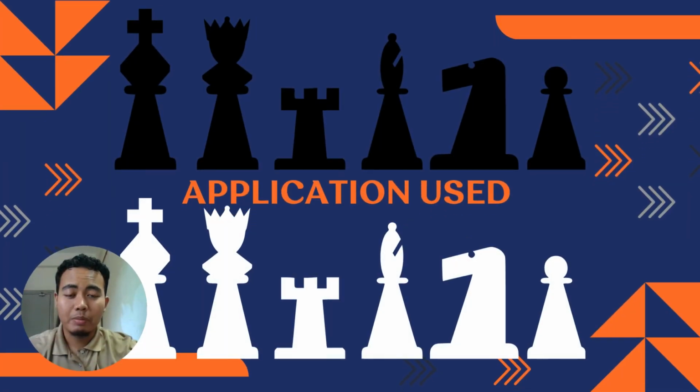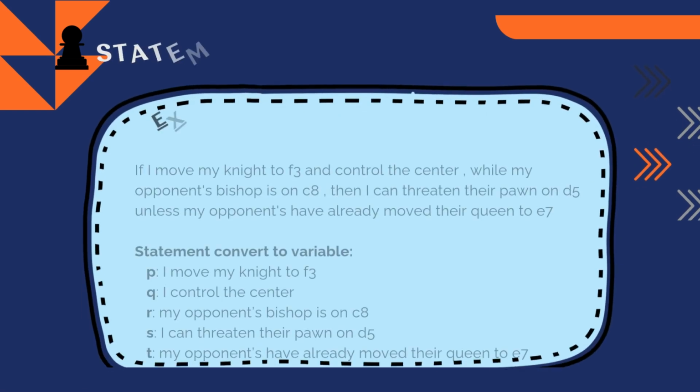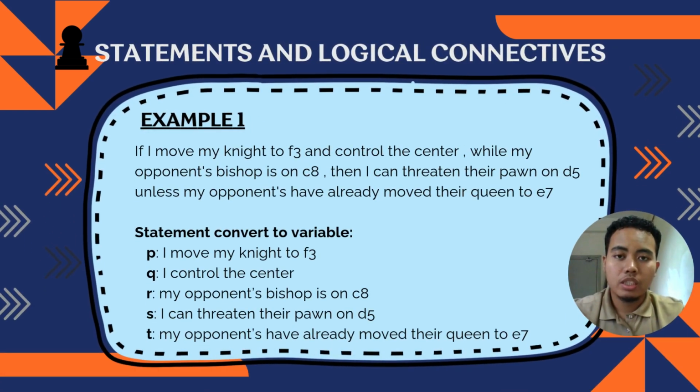Next, we will go to the application use. Next, we will go to the statement and logical connective example. As you can see on this slide, it has 5 different statements, and we need to identify them and convert them to 5 different variables, which are P, Q, R, S, T. It is to make it easy for the next step.